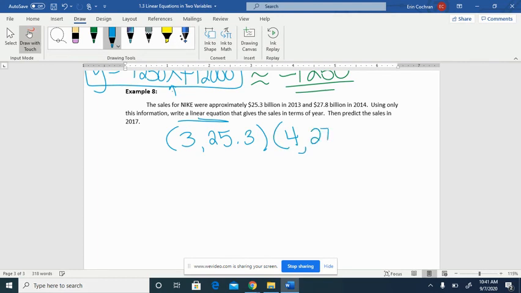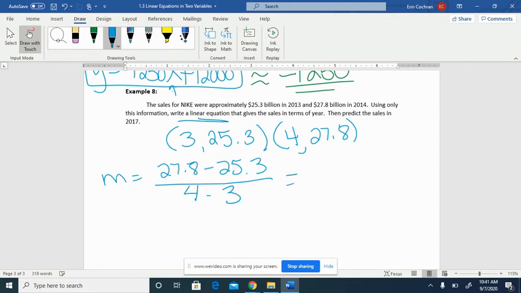They made $27.8 billion. Now if we find our slope, we're going to take the 27.8 minus the 25.3 over 4 minus 3. So within that year, they made $2.5 billion. They grossed $2.5 billion.